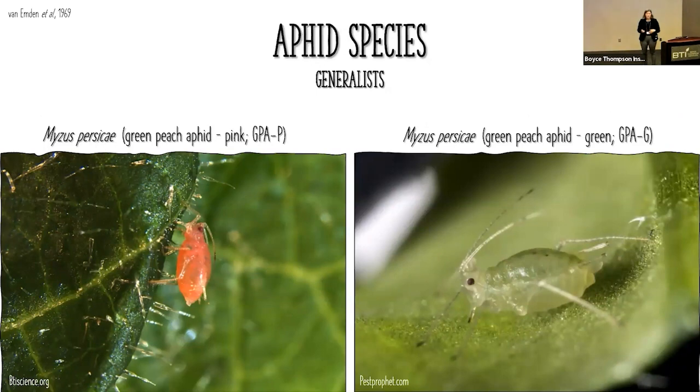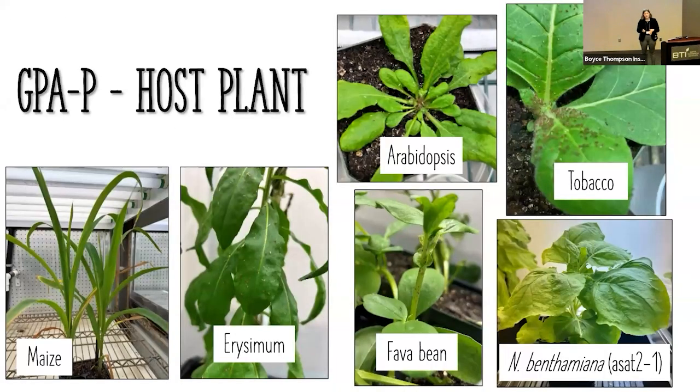Even though they can feed on a variety of different host plants, that doesn't mean that they don't have preferences. So one thing we looked at was host plant acceptance. We used 6 different model host plants to feed GPAP. We used maize, which was our monocot representative, Erysimum, fava bean, Arabidopsis, tobacco, and N. benthamiana, but specifically the ASAT2-1 mutant, which removes the acyl sugars off of the plant. We had to use a mutant species because the acyl sugars make it really hard for the aphids to be able to colonize on the N. benth. So in order to get a proper infestation, we had to use the mutant species.